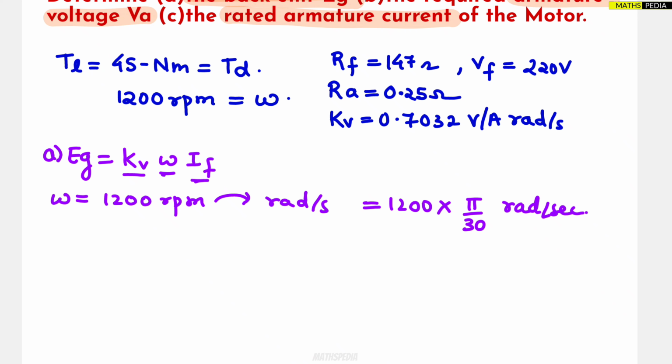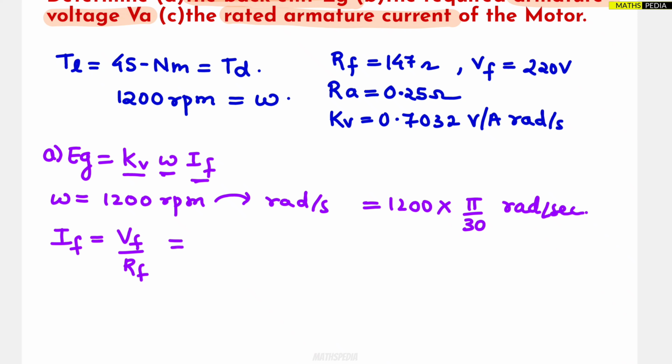Next, If. What will be If? If is the field current. The field current is not given in the question, but Rf and Vf are given. So how to find If? If is equal to Vf divided by Rf, which is nothing but I is equal to V by R.